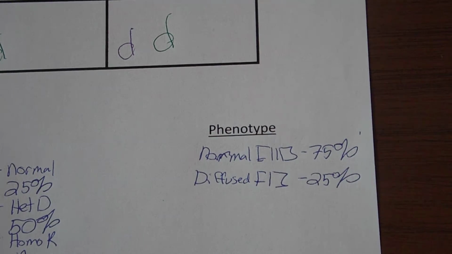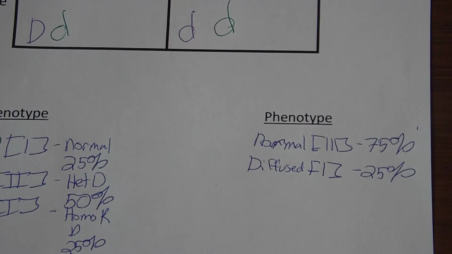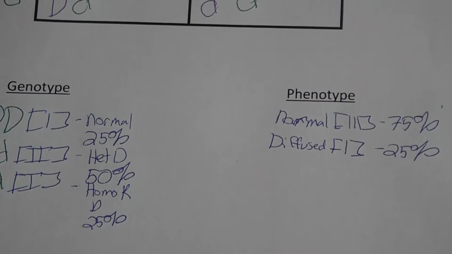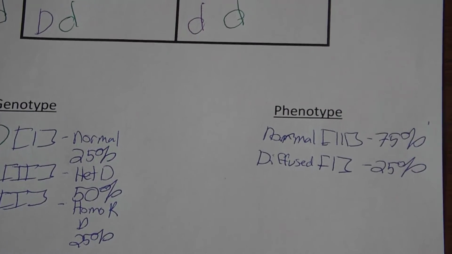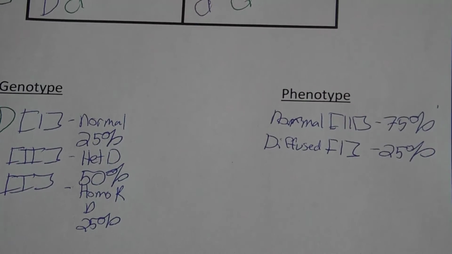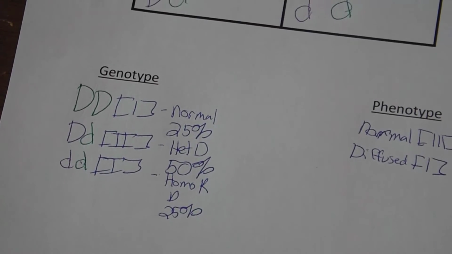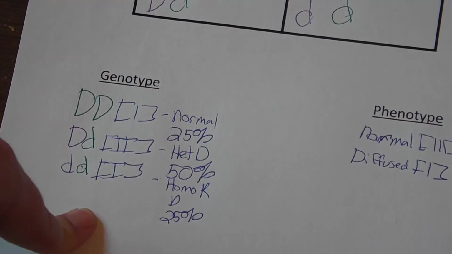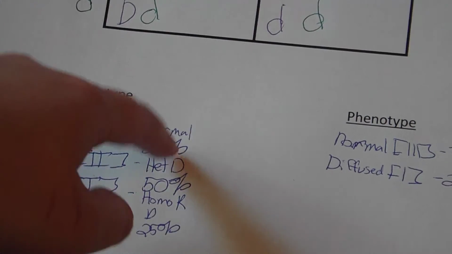And before I end this video, I'm going to talk about these percents, because these percents are not going to say that 25% of your clutch is going to be normal, 50% is going to be het, and 25% is going to be diffused. This is the probability of each single egg being the specific genotype. In breeding of corn snakes, this is really what's looked at, is the genotype because of the het. Normal is the het.